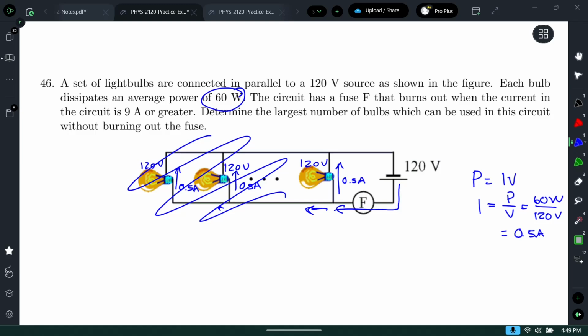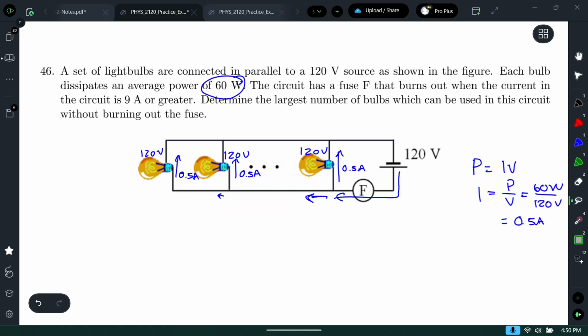So I've got one light bulb now. It's still dissipating 60 watts because it's got the same resistance as before. It's still going to have half an amp flowing through it. But for each additional light bulb that I connect, I'm asking for an additional half amp to be able to power it. And that's why if you plug too many things into an outlet, it's bad, because you're asking for too much current and the breaker will trip. So with one light bulb, a half amp.